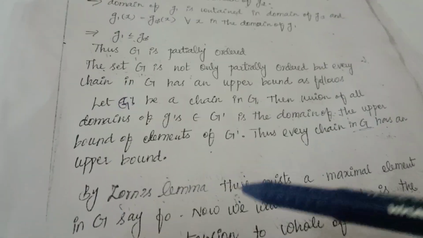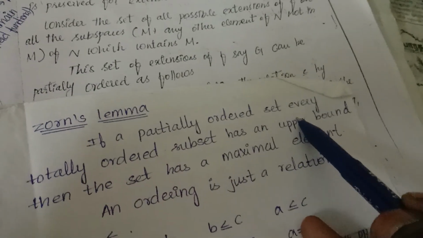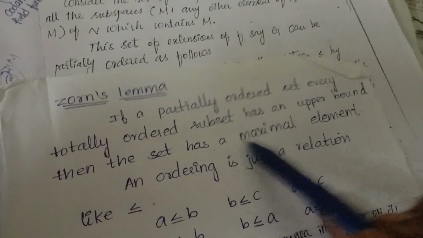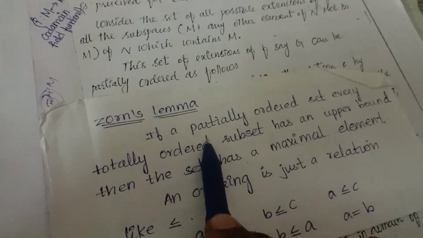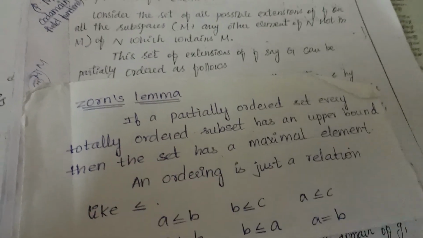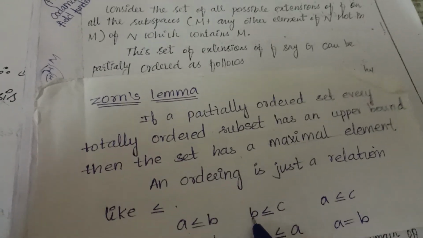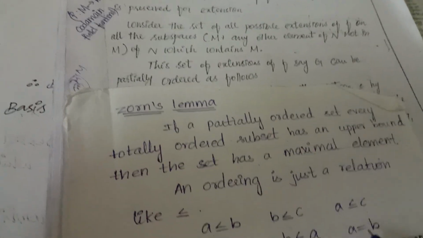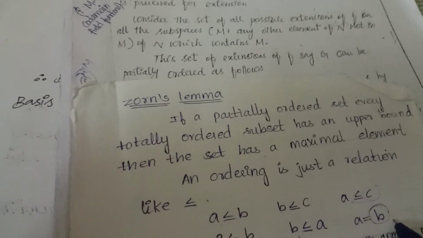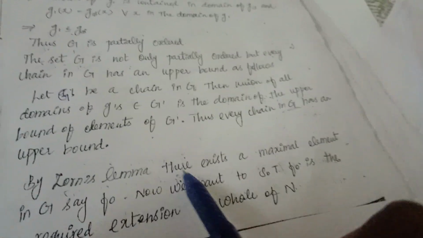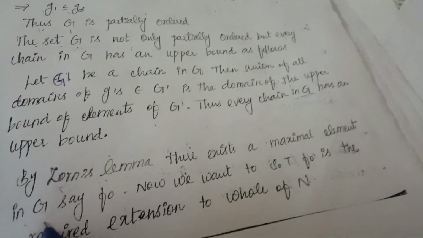So by Zorn's lemma, if a partially ordered set has the property that every totally ordered subset has an upper bound, then the set has a maximal element. The ordering is given by the relation: a is less than or equal to b, b is less than or equal to c implies a is less than or equal to c, and a is less than or equal to b and b is less than or equal to a implies a equals b. So by Zorn's lemma, there exists a maximal element in G.